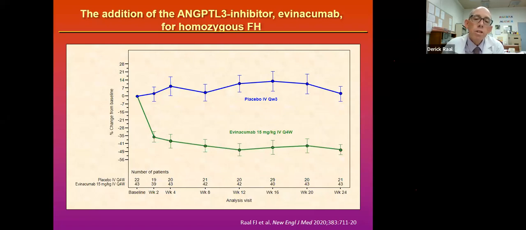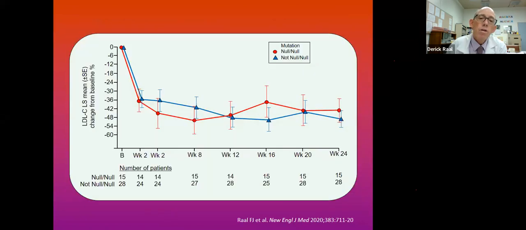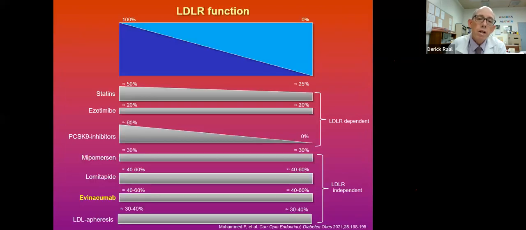And as you can see in this graph here, this drug resulted in a 40 to 50% reduction in LDL cholesterol. And interestingly, this drug works as well in patients with no receptors, shown in red here, as in those with defective receptors. So we now are able to get the vast majority of even our homozygous patients to LDL cholesterol targets, which I never thought would be possible 10 or 15 years ago.